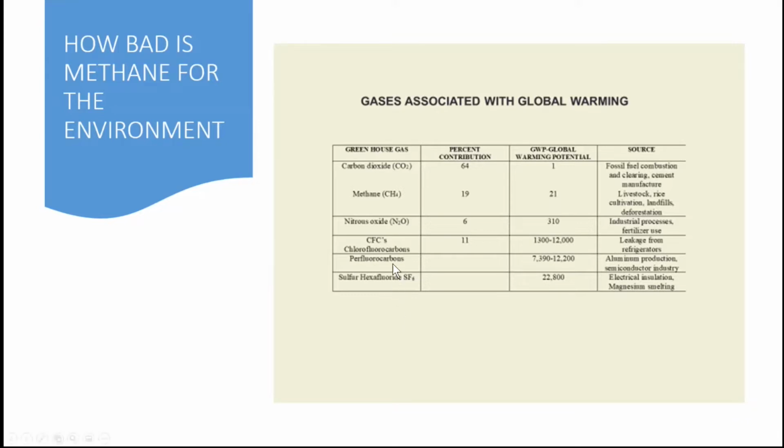And then we have the perfluorocarbons. These contain fluorine. These are special substances, okay? They're used in semiconductors and things like this, between 7 and 12,000 or 13,000 times. And then the granddaddy of them all, and believe it or not, we're still using it, is sulfur hexafluoride with a GWP, global warming potential, of almost 23,000 times.